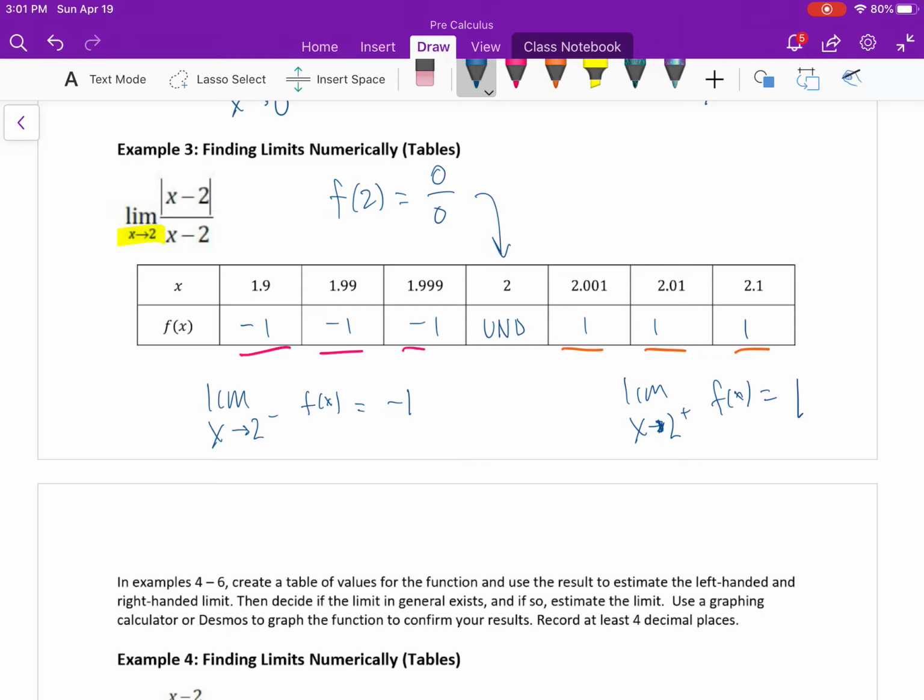And because those are not the same, that means that the limit as x approaches 2 does not exist. There is no limit.